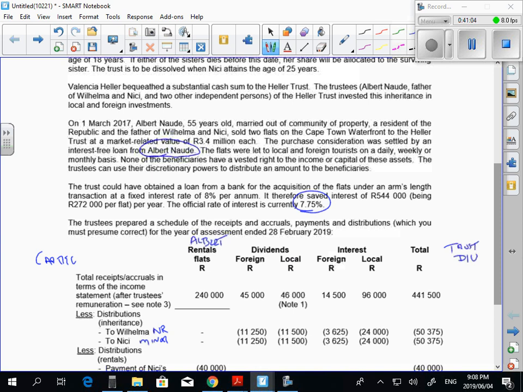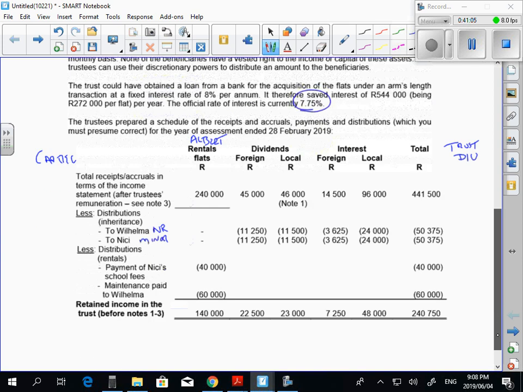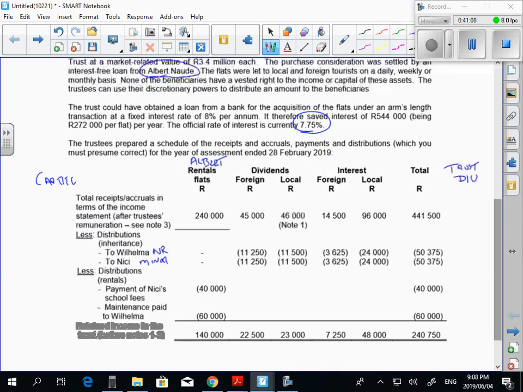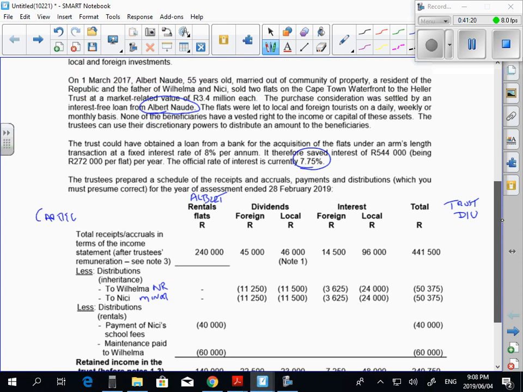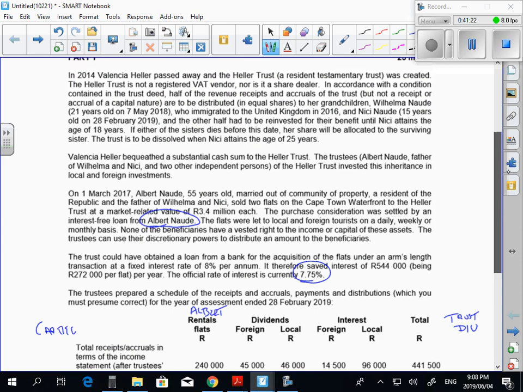So what's going to happen, guys, is there's going to be a limit on the rental column of 544. What's the total income in this column? 240. So the limit is not going to apply to this column. Are you guys comfortable with that? Is that cool?